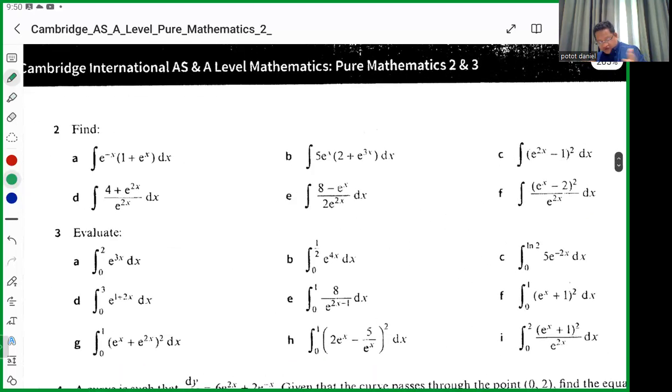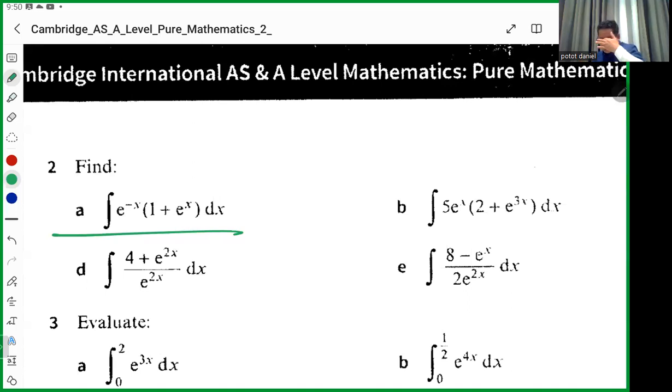So what are you going to do if you have something like this? It is a product, but in the formula that we did, we don't have the product. So what we're going to do, by the way, this is x, so it is the integral. We can just simply multiply this first.